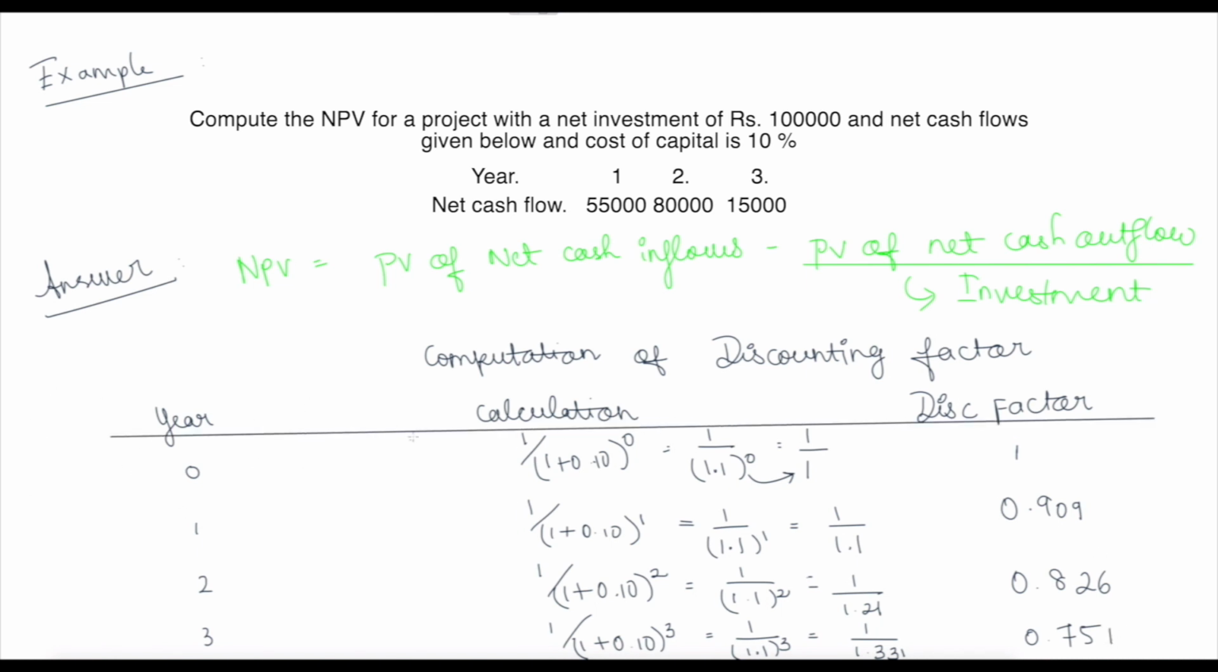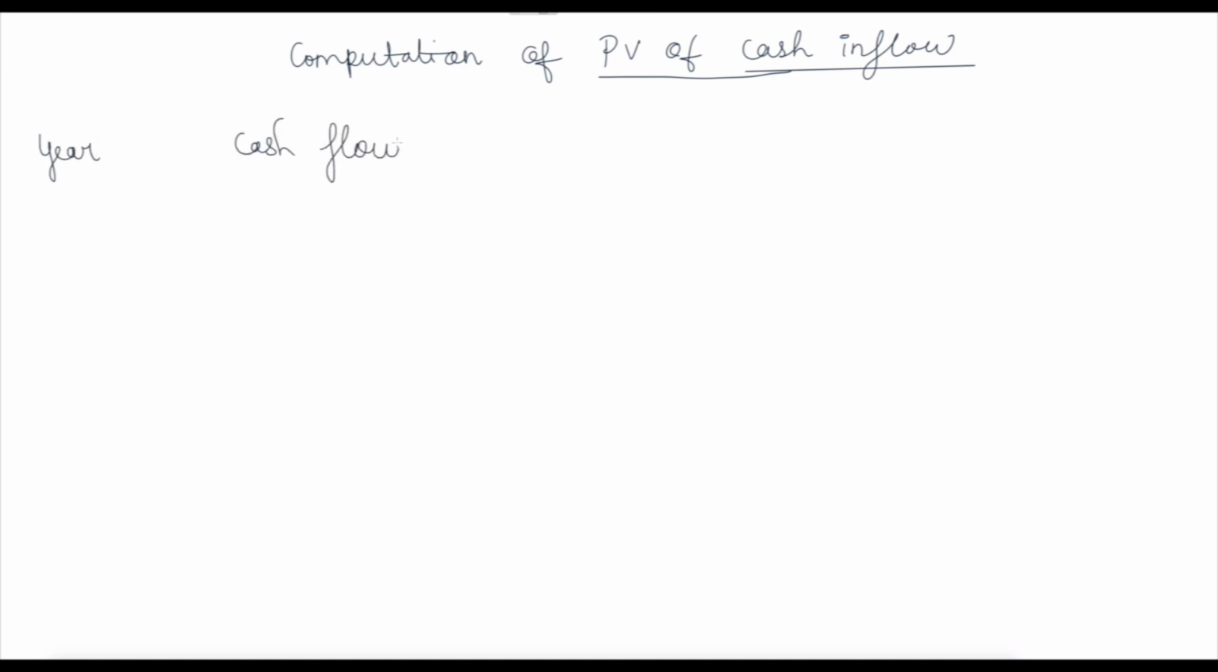So yeah, now we have arrived at the discount factor. Now we have the cash flow and also the discount factor. So let us multiply the two values to get our present value. So, computation of present value of cash inflows. The format is cash flow, discount factor, discounted cash flow. Okay, DCF is nothing but discounted cash flow. DF is nothing but discount factor.